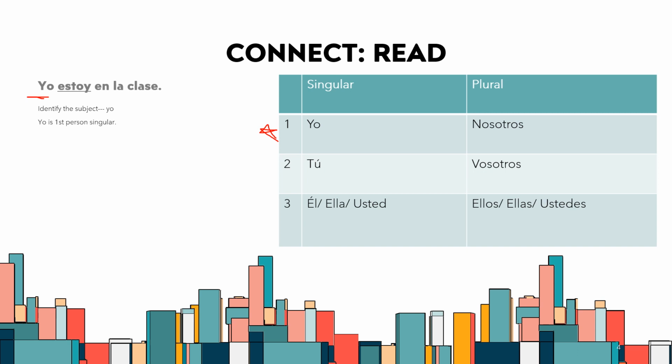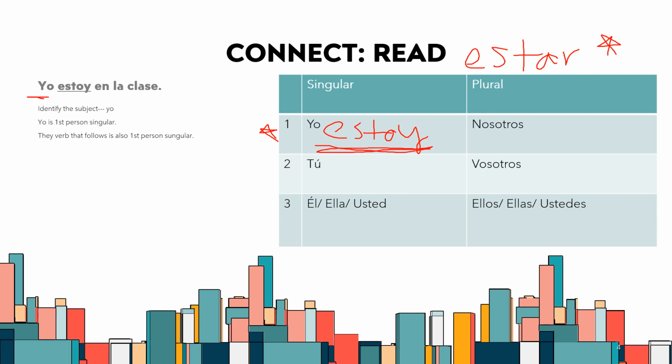So here, I know yo is first person singular, and because my subject and my verb will always connect, that means that the verb following is also first person singular. So I can take estoy and write it right up here in my first person singular. So my verb is estar, by the way. This is an unconjugated verb, meaning there's nobody attached to it. No one's doing that action right now. As soon as I say that yo is doing that action, I'm going to say estoy. Why? Because estoy means that yo, I am doing it.